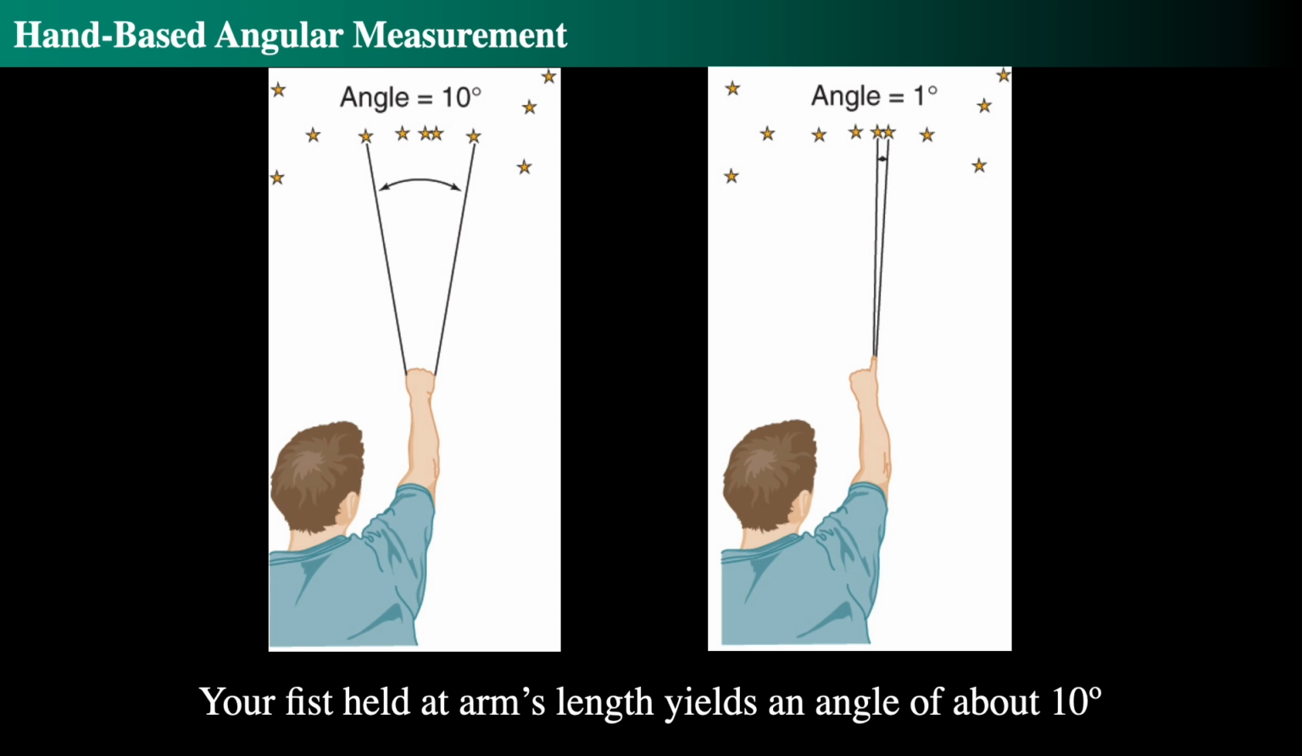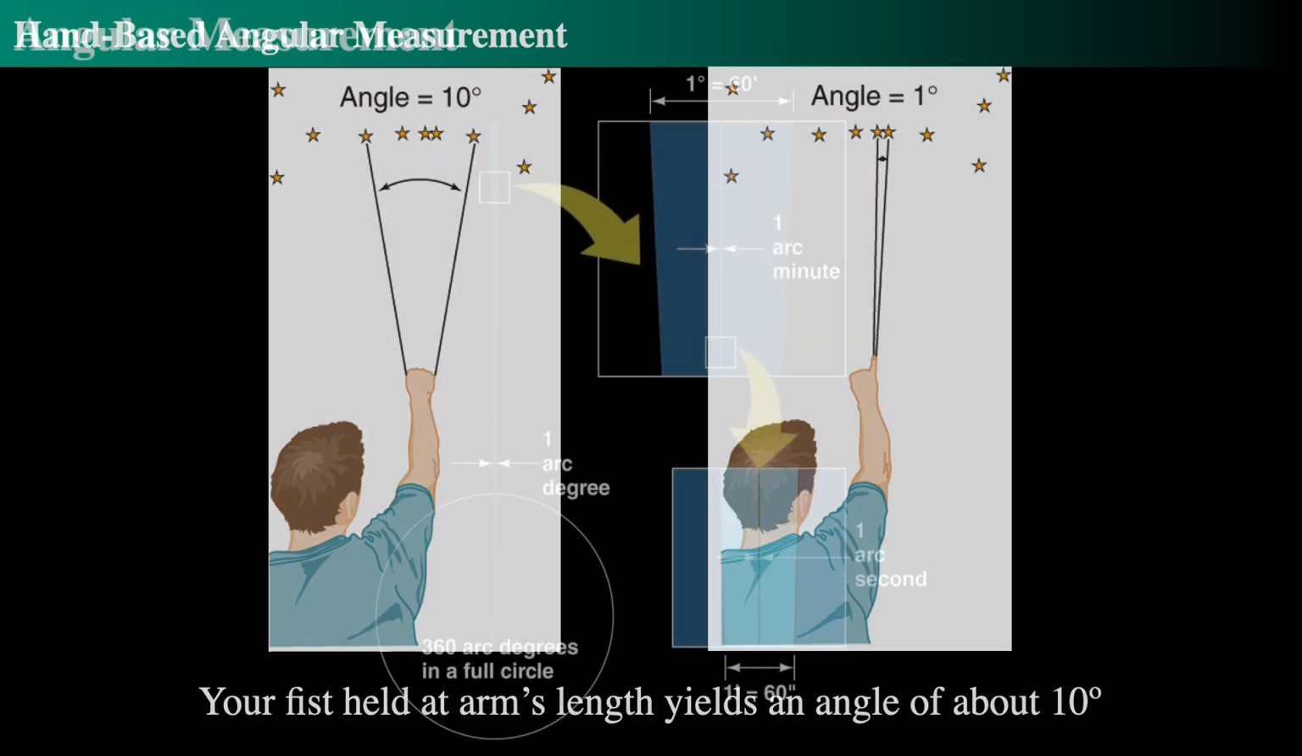Now we can make very small angular measurements. Let's say you take your pinky and hold it out at arm's length. Since your pinky is about a degree, the sun and the moon both are only about half the size of your pinky held at arm's length. They're almost exactly the same size, and that's why we can have total solar eclipses. Anyway, let's go on.